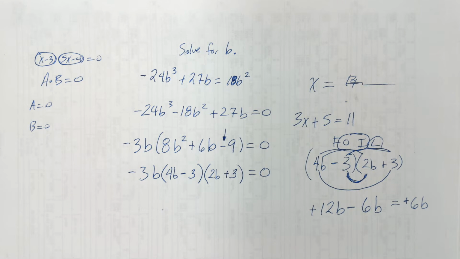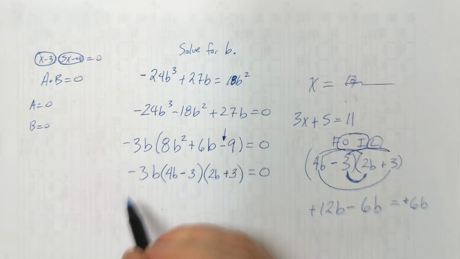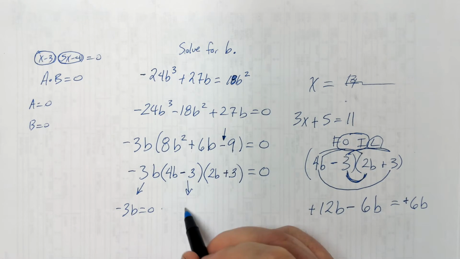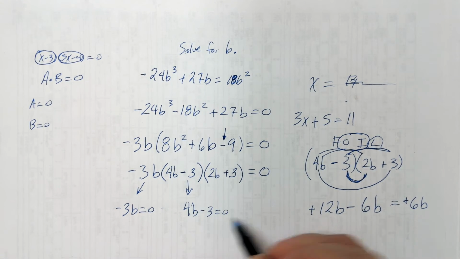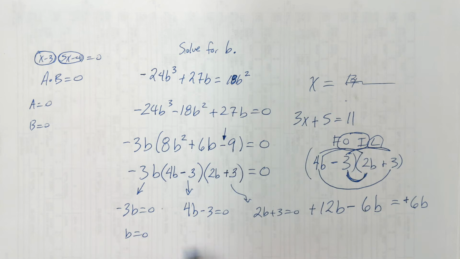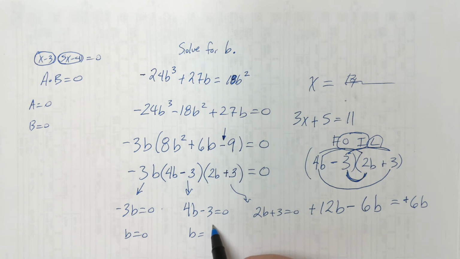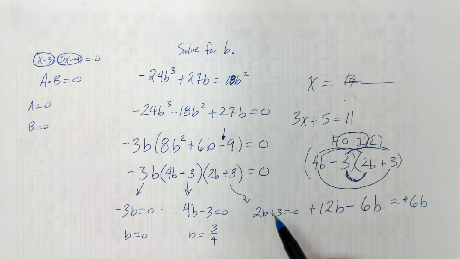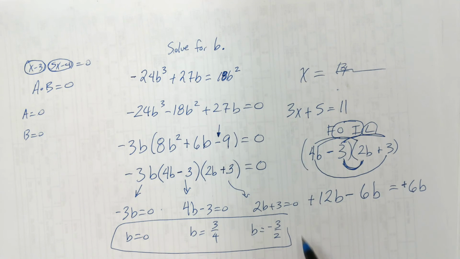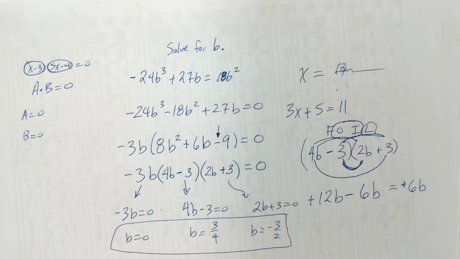Okay. Edgar, you good? Yeah. Jose, you good? Alexa, you good? Yeah? Okay. So now, take each factor and set each one equal to 0. This one's really easy. It's already solved basically, right? And then this one. So here, b equals 0. Here, b equals 3 over 4, because you're going to add 3 and then divide by 4. And here, b equals negative 3 over 2. Those are our 3 answers.